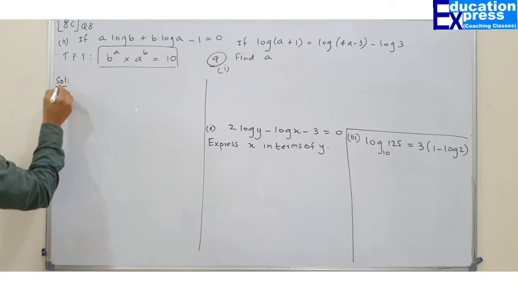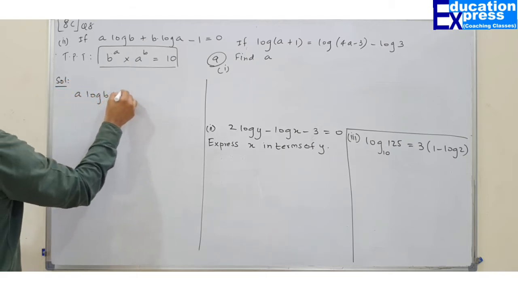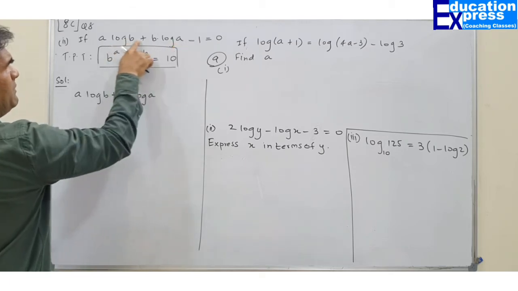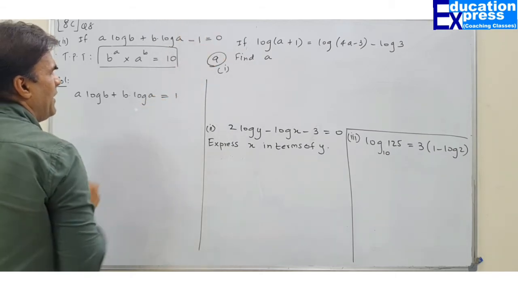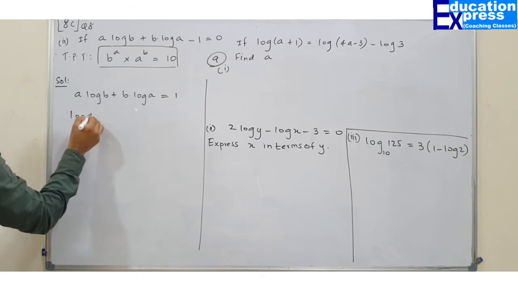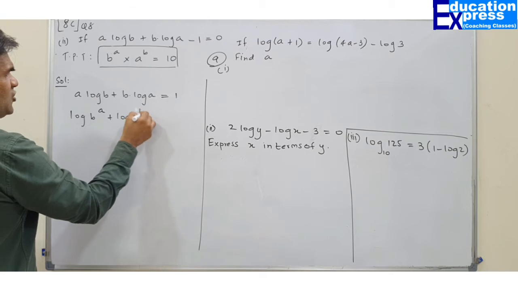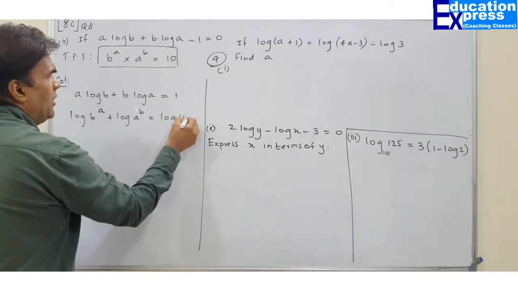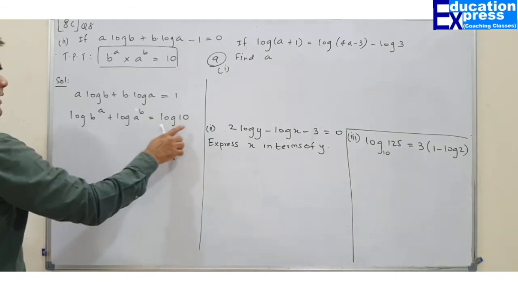Solution. Since we know a log b plus b log a minus 1 equals 0, shifting minus 1 to that side, it becomes 1. Can I say log b raised to a plus log a raised to b equals 1, which can be written as log 10. Since the base is not available, all bases will be assumed to be 10.